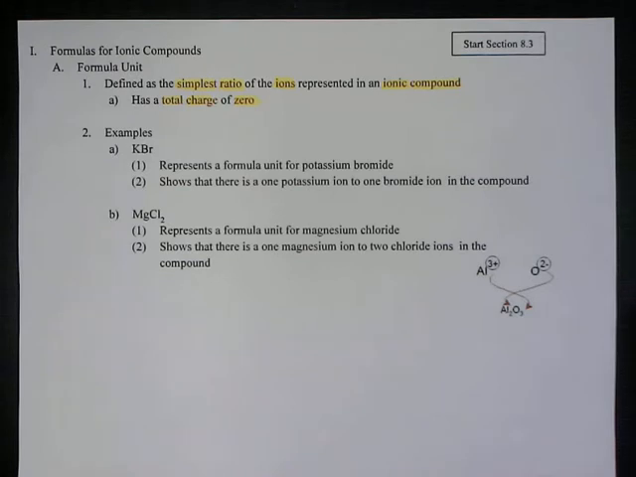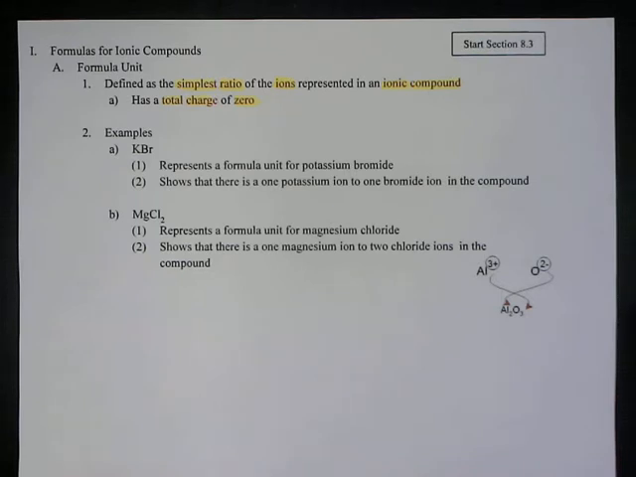Today what we're going to be talking about is section 8.3, which deals with the names and formulas for ionic compounds. The objectives of this lesson are to write formulas for ionic compounds and oxyanions, and name ionic compounds and oxyanions.